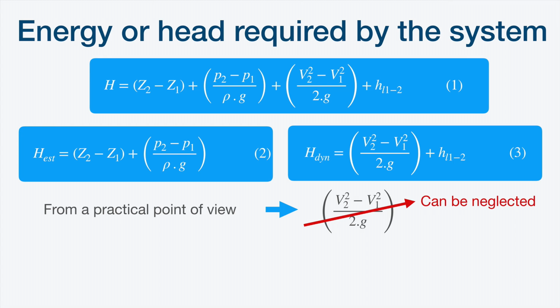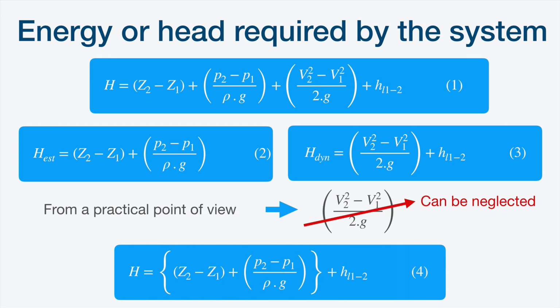So if we do this, then the result is the one that you are seeing in equation 4: the energy or the head required by the system, the head that the pump should add to the system, is equal to the static part of the head, the difference in geodetic head plus the pressure head difference, plus the head losses.